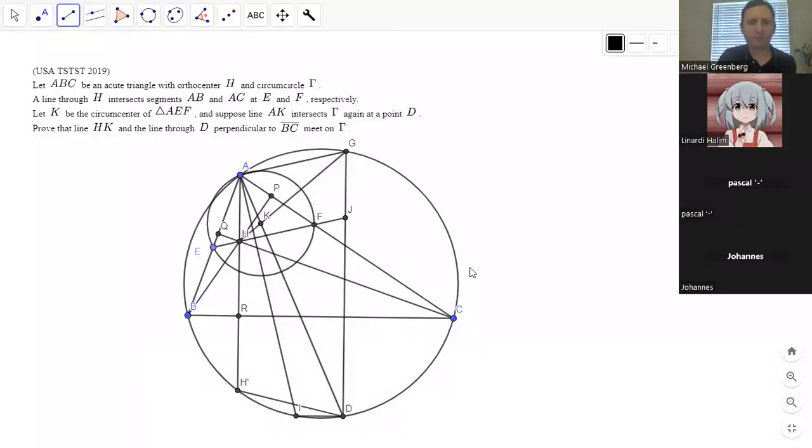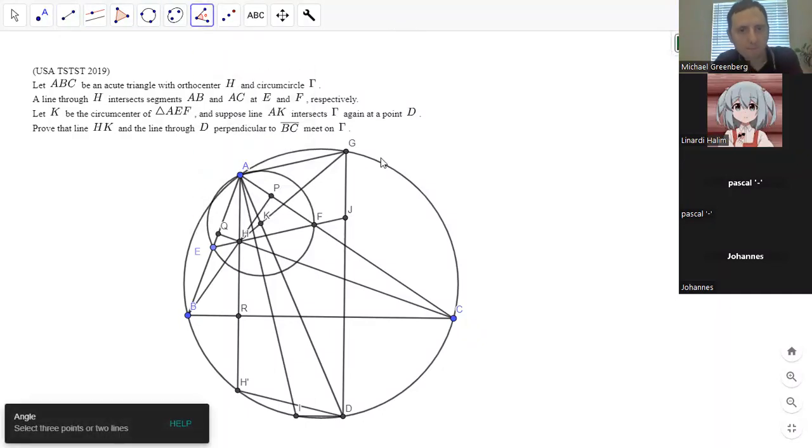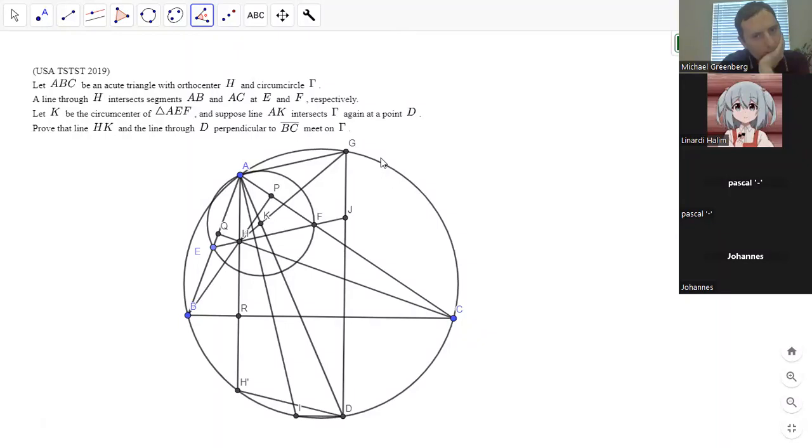I wonder if HP is a symmedian of HAJ. I don't think so though. Doesn't look like it. Let me just try stuff. That's 27 degrees. It's 33.